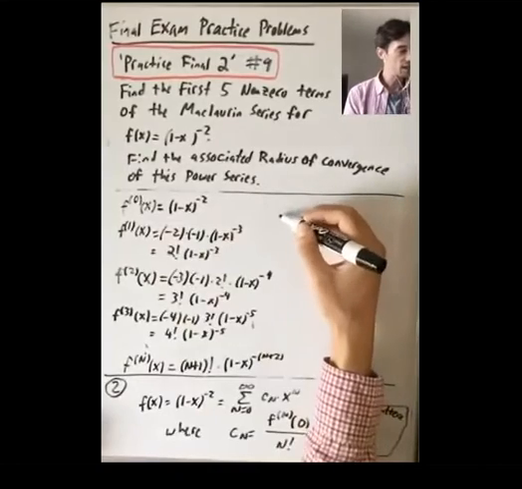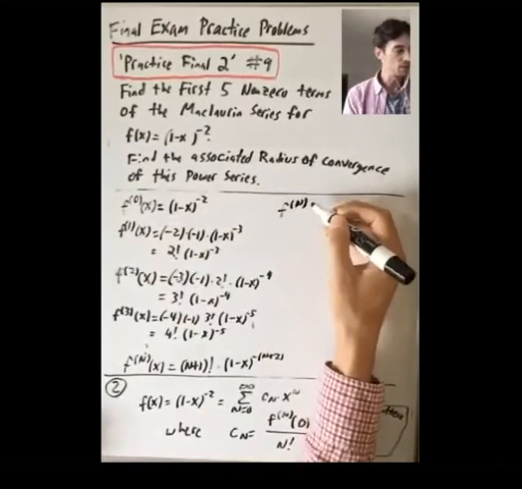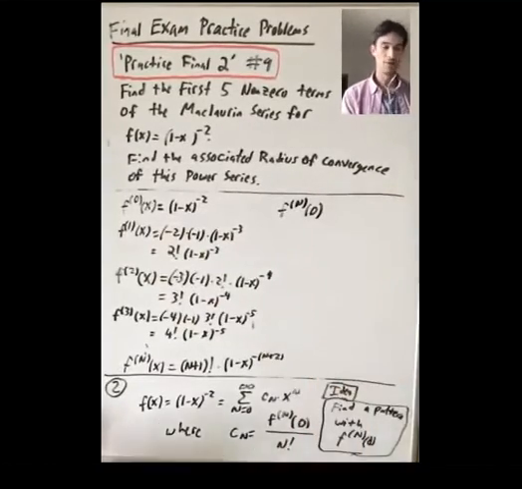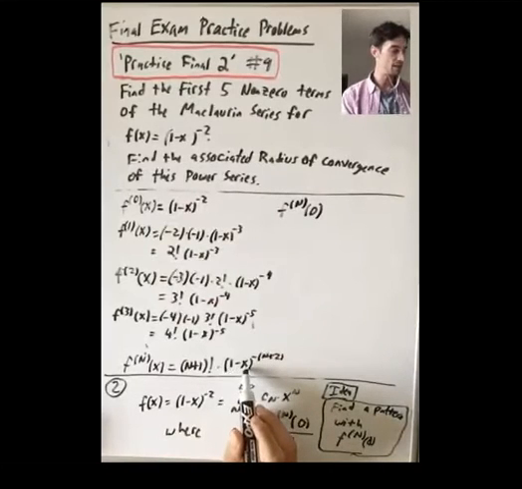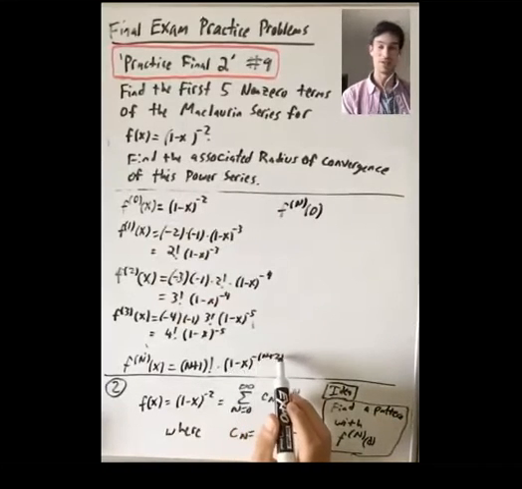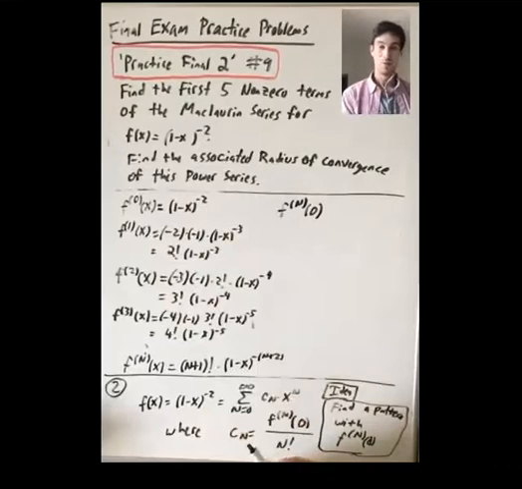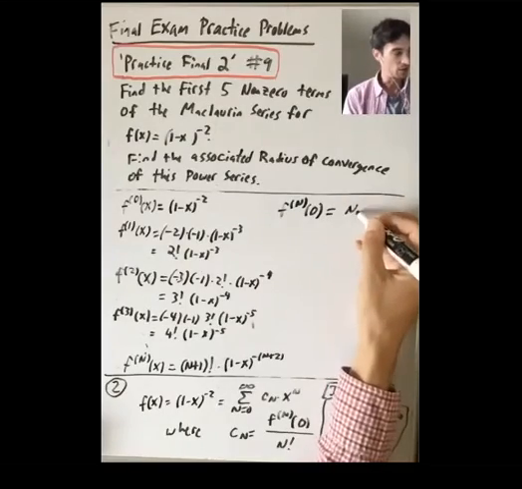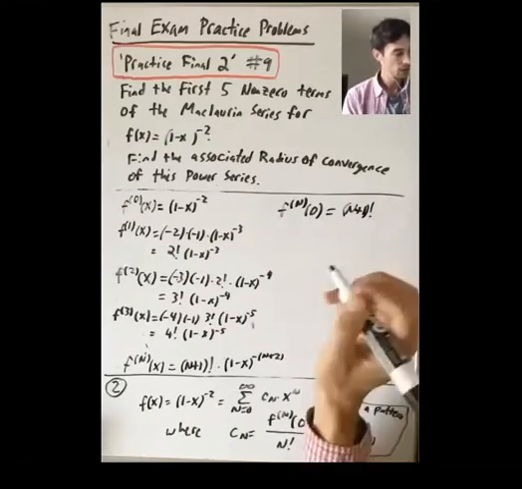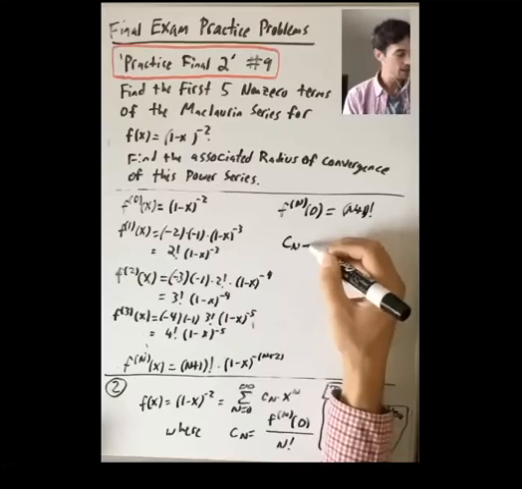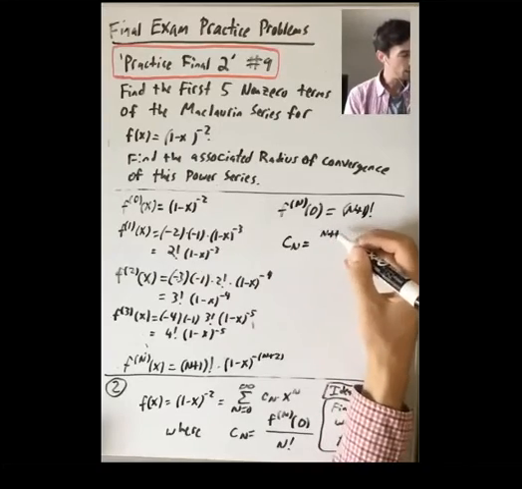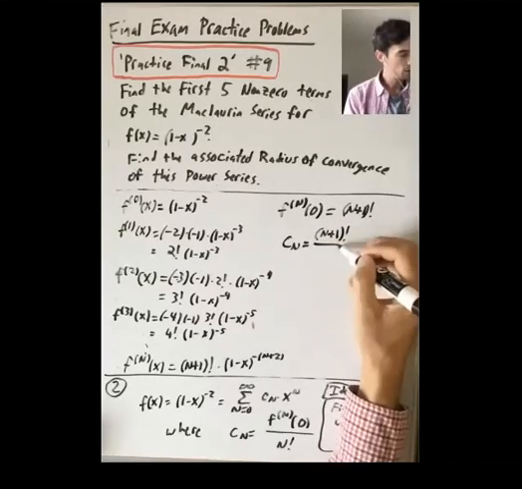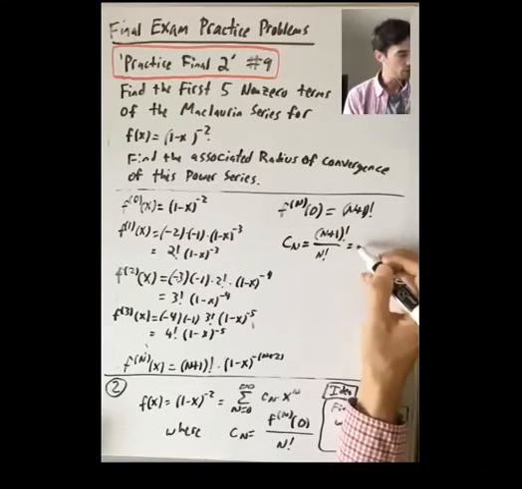Okay, but that's not exactly what we need. We need to see what happens when you evaluate at 0. So you put in (1 minus 0) to the minus (n plus 2), and that's just 1 to the minus some number, and that's just 1. So what you get is (n plus 1) factorial. So that means c_n equals (n plus 1) factorial over n factorial, which is n plus 1.